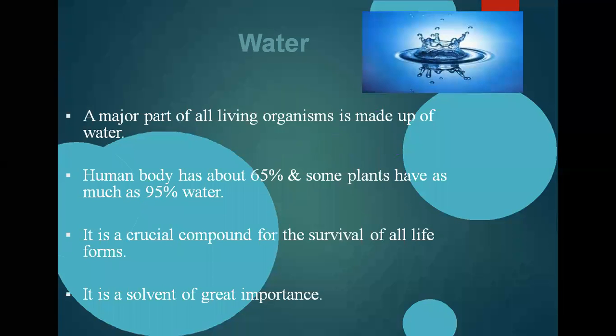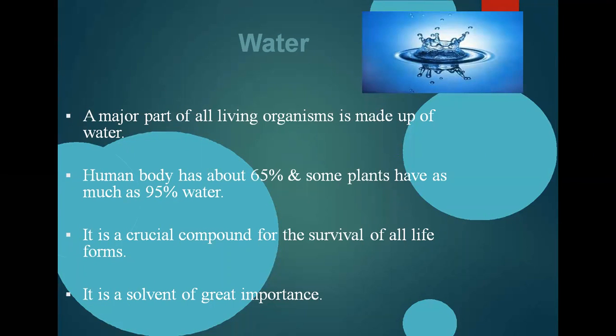So basically, hydrogen is present on Earth most readily after combining with oxygen, and that is known as water. This is the basic need of living organisms. All major parts of living organisms are made up of water. The human body has about 65% and some plants have as much as 95% water. So it is a crucial compound for the survival of all life forms.